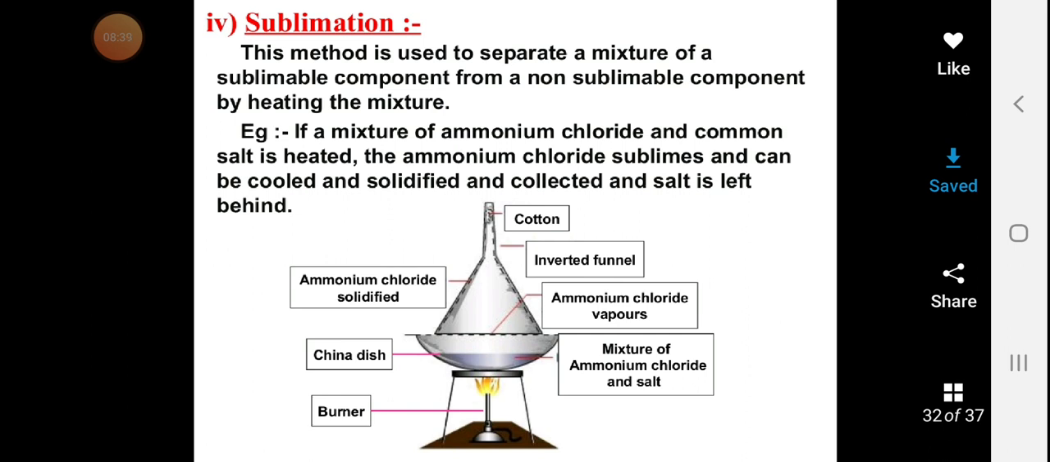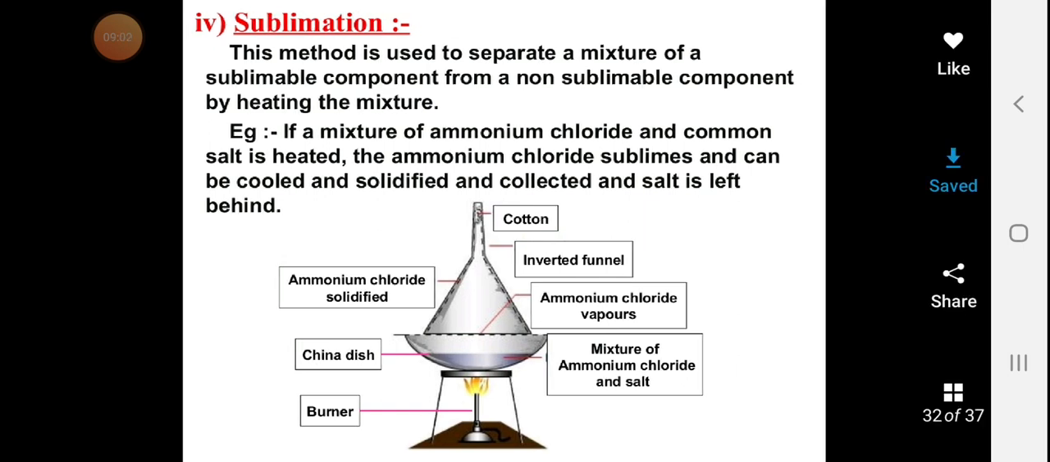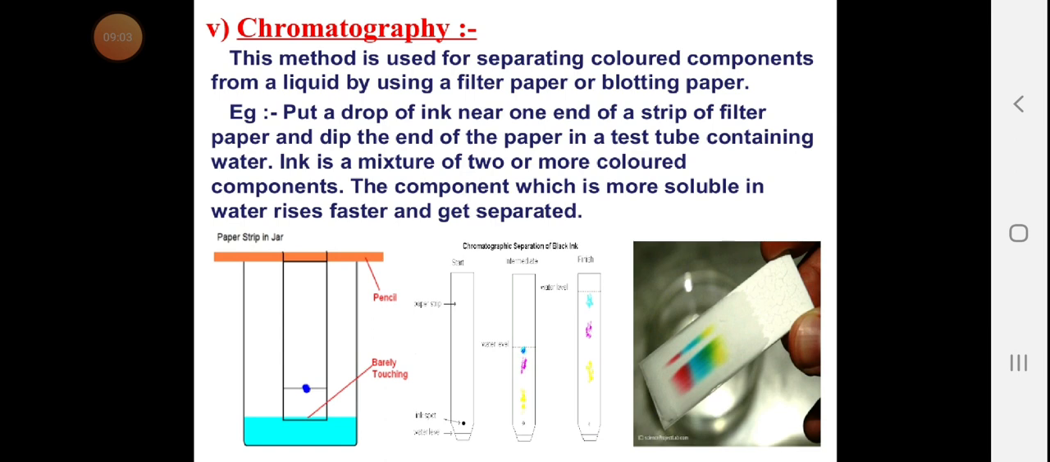The sublimation definition you need to remember is that it is a conversion from solid to gas without converting into liquid. So here, who sublimates? The compound ammonium chloride sublimates, forms vapor, is collected by the cotton, and is solidified back into ammonium chloride. Now the fifth procedure we are going to discuss is chromatography.